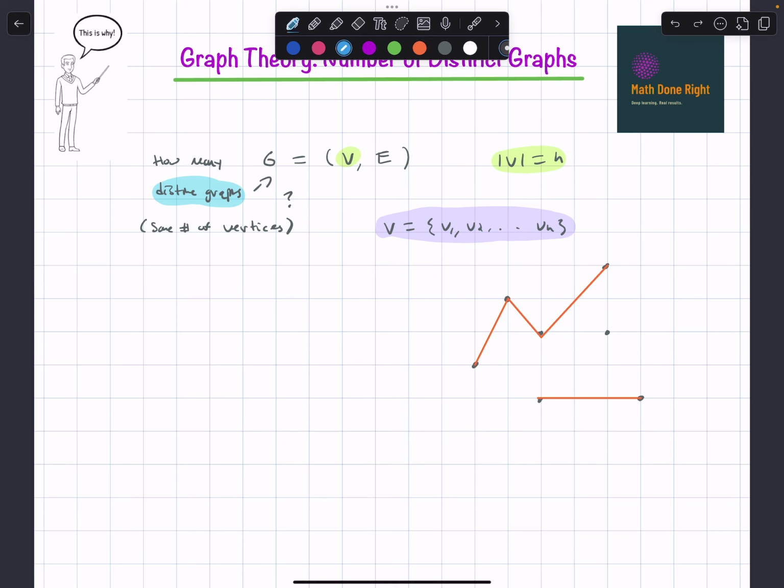Or we could have a graph that connects maybe these two, and these two, and these two, and these two, and that's another graph. And in this graph, this one would be an isolated vertex. This would have no neighbors. And so the question is, how many ways can we do this? If you're given a set of n vertices, how many different graphs can you construct?